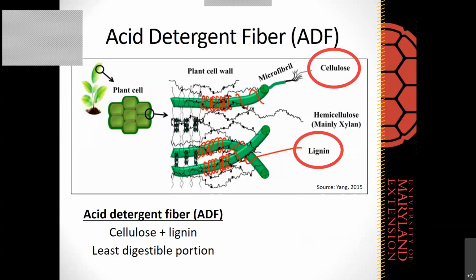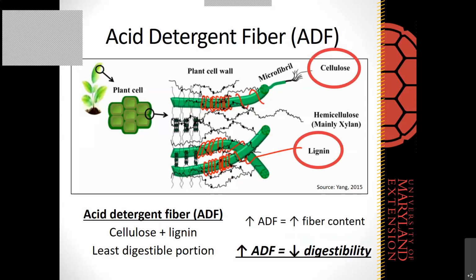But this is just the cellulose and lignin. And the reason we set it up this way is those are the least digestible of all the different types of fiber. So this measure is looking at not just all the fiber, but which of those fibers are the least digestible, or least able to be broken down in the GI tract of that animal. So again, it is a positive relationship with ADF and fiber, because it is one of our fiber values. But instead of relating it more with intake, ADF is usually related more with digestibility, because it's that less digestible portion of that fiber.